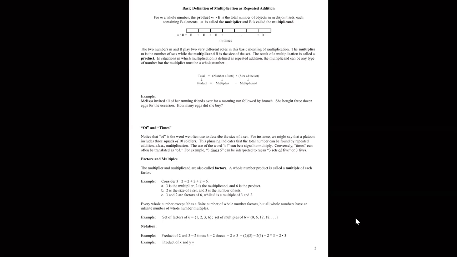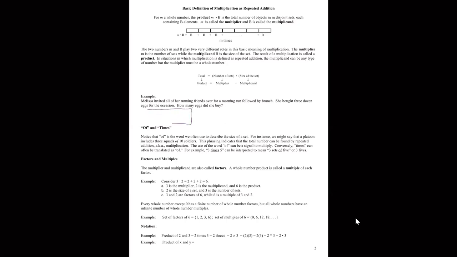All right. So just a quick example, just kind of bring it all together. Melissa invited all her running friends over for a morning run followed by brunch. She bought 3 dozen eggs for the occasion. How many eggs did she buy? So again, this goes into the language associated with, well, mathematics, but also everyday language, right? Because if we do it with a diagram, you can go the route of a dozen eggs, but it does have the expectation that the students would know that a dozen is 12.